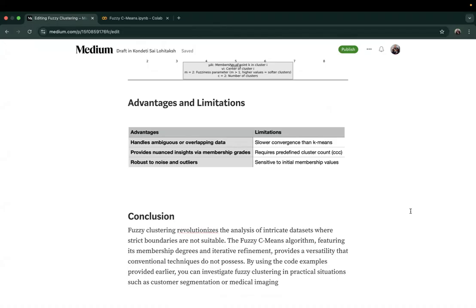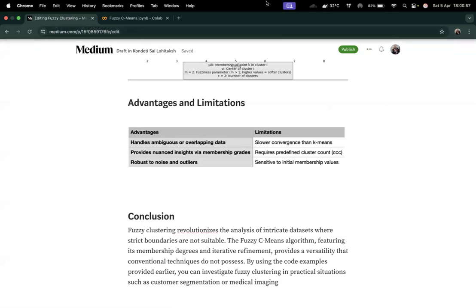Coming to the conclusion, fuzzy clustering revolutionizes the analysis of intricate datasets where strict boundaries are not suitable. The fuzzy C-means algorithm, featuring its membership degrees and iterative refinement, provides a versatility that conventional techniques do not possess. By using the code examples provided earlier, you can investigate fuzzy clustering in practical situations such as customer segmentation or medical imaging. So this is all about fuzzy clustering.